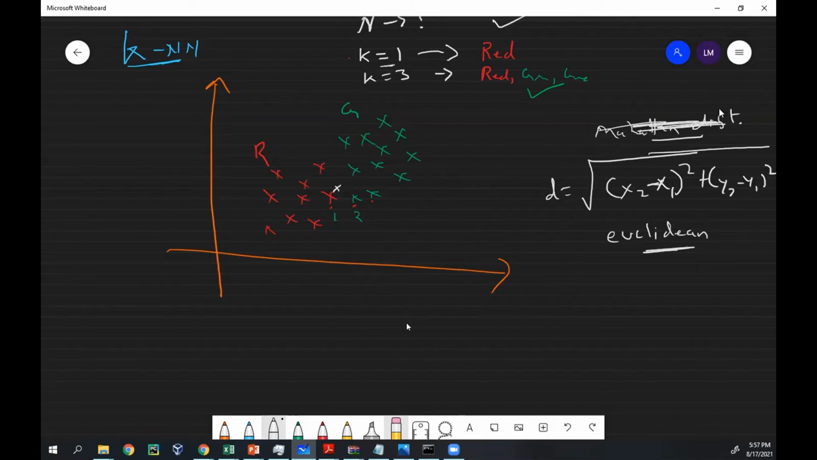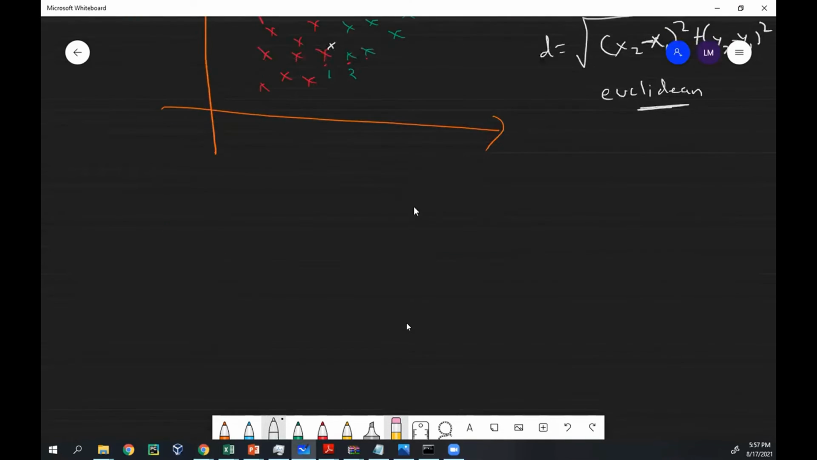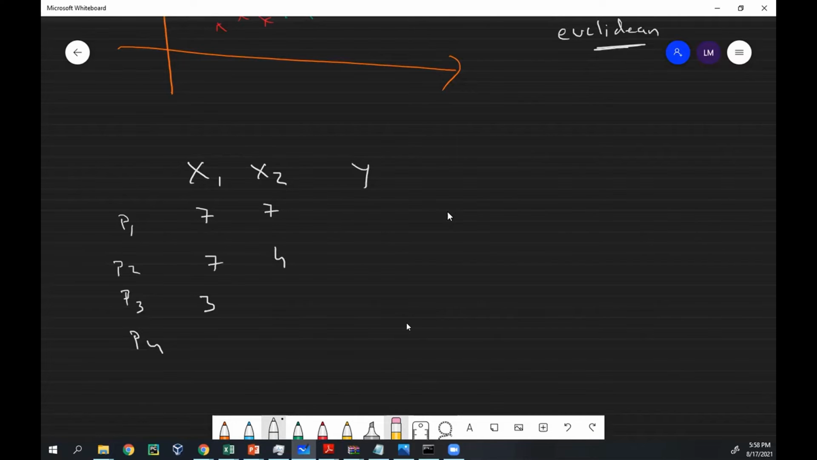I basically have a real world example with me, so let us work with it for our KNN model. First we'll compute it by hand, and then we'll check the same thing in our Colab. So this is what we have: x1, x2, and the different points p1, p2, p3, p4, and then Y. X1, X2 are nothing but the coordinates I told you about: 7, 7, then 7, 4, then 3, 4, and then 1, 4.